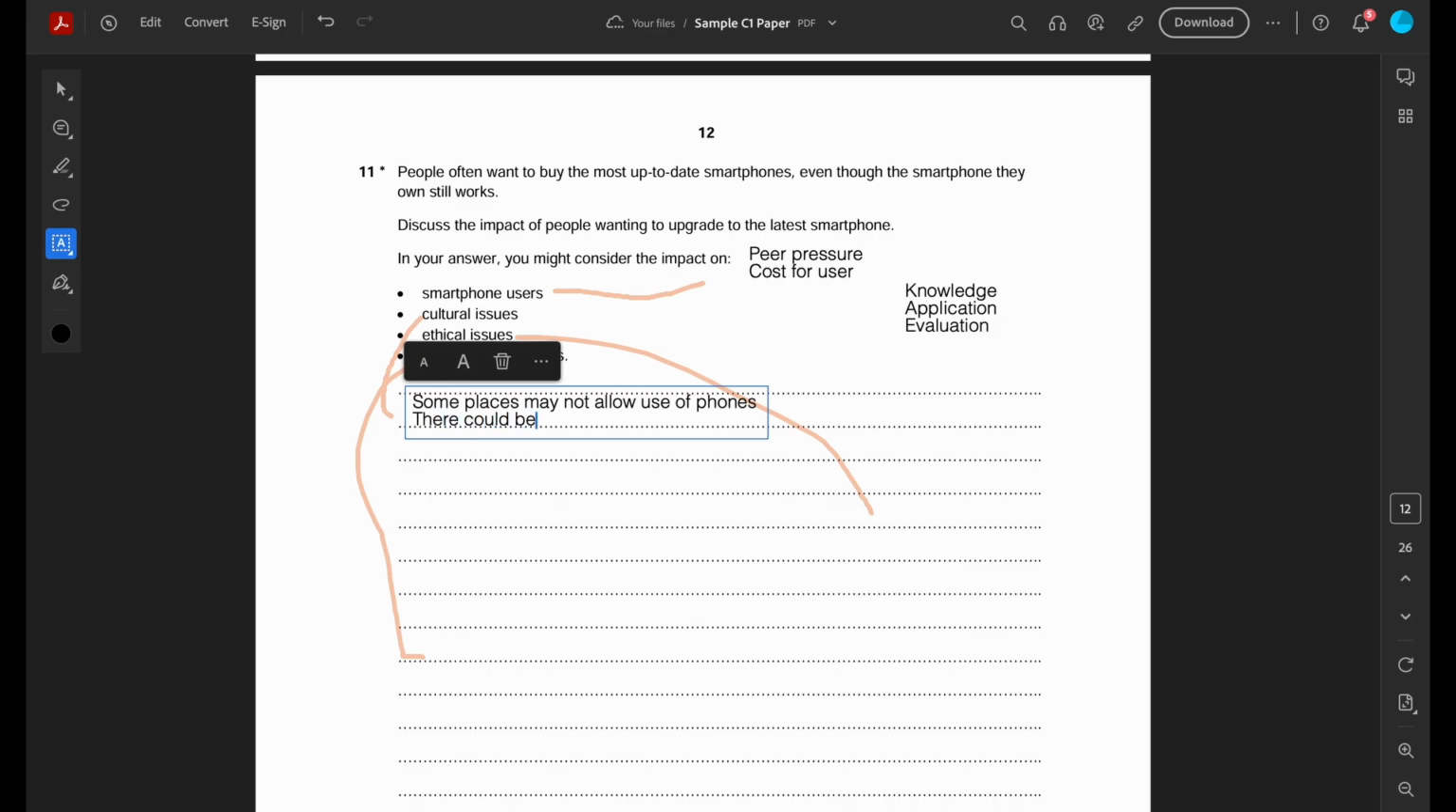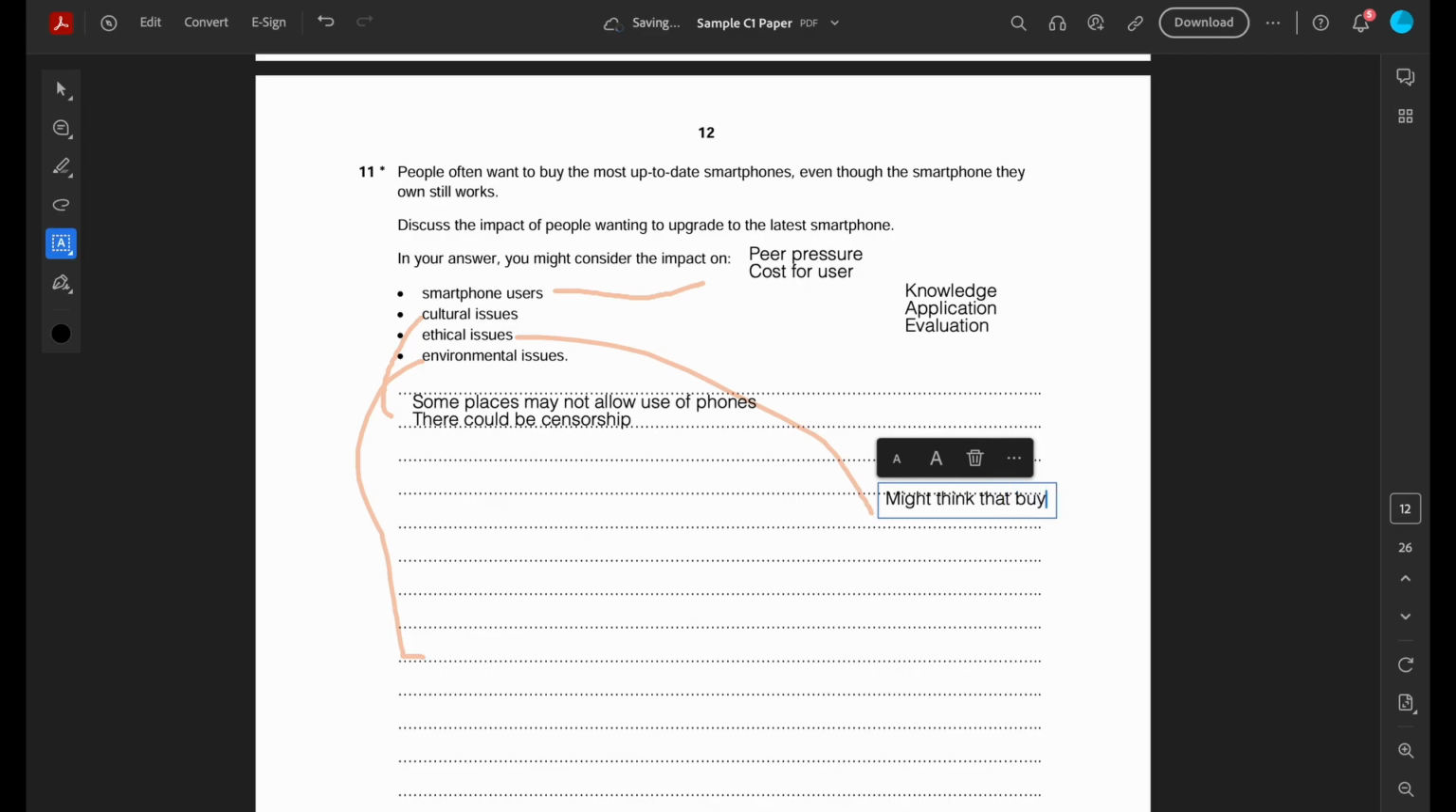There could be some censorship. So censorship is where you basically censor ship. That might cause a problem there. On the ethical side, you might think, now remember, ethical means it's your opinion if it's right or wrong. It doesn't mean it's against the law, that buying a new phone each year is wrong.